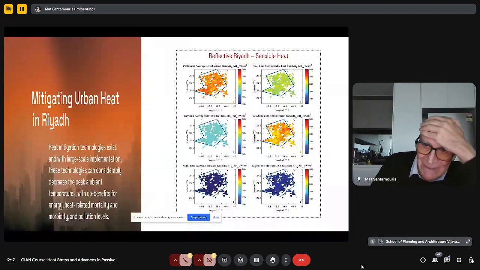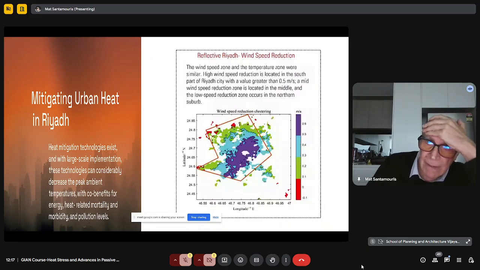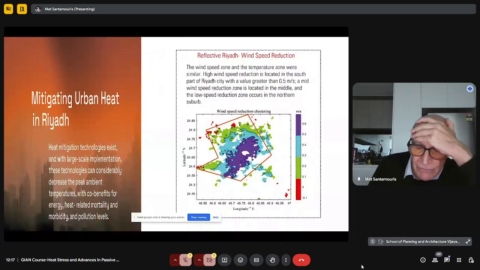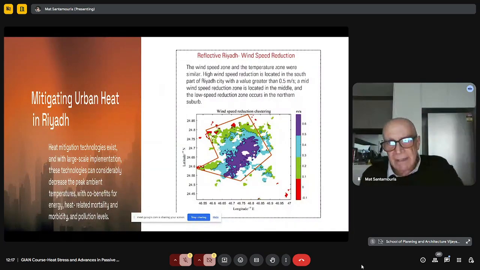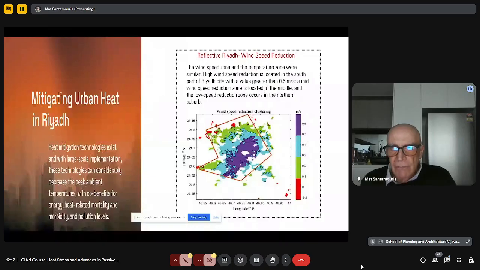Welcome. So, we have seen, for example, that by using this technology, we have succeeded to decrease the sensible heat during the daytime. And also, something which is very important, the wind speed and the temperature zone were similar. So when we had an important decrease of the temperature, we had also an important decrease of the wind speed. And this happens in the southern part of Riyadh.